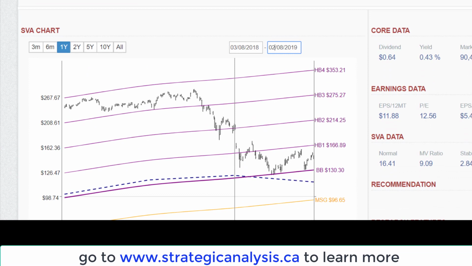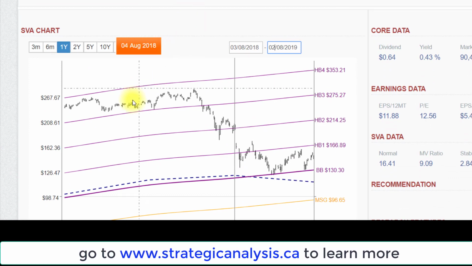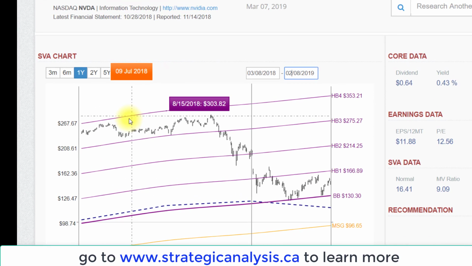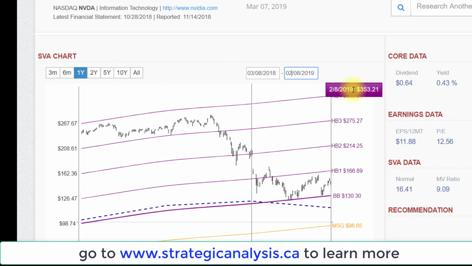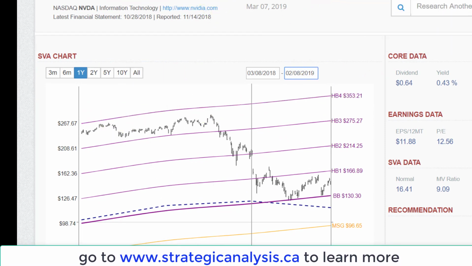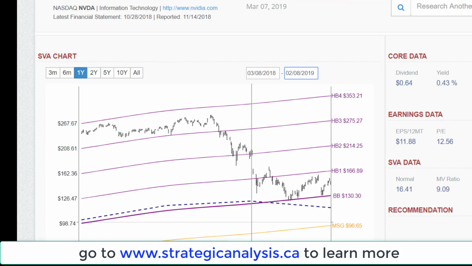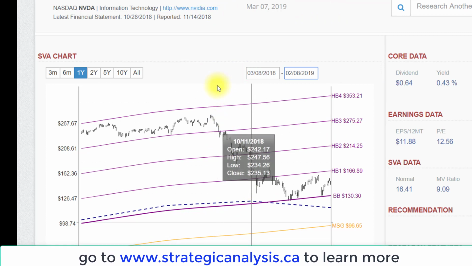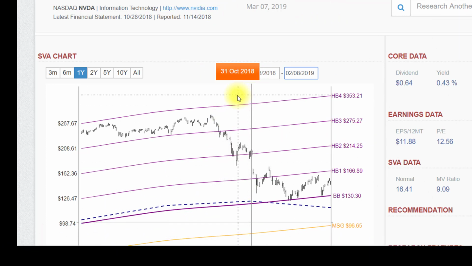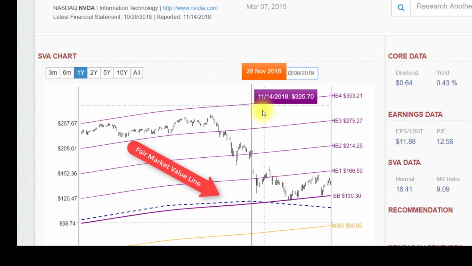Here's Nvidia. This was a wonderful company. It peaked out, along, by the way, with Amazon and Netflix, in this case at its HB4 price. Came down to support, failed. Came down to support, failed again. And look, by the way, when it failed, this is what we call sloppy trading, okay? Not precise at all. It fell down to the next price, again sloppy trading.